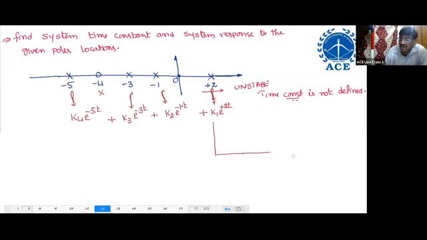So T0, what is the response here? This is T. So T0 starts at K1. Exponential rise to infinity. Plus e power plus infinity is infinity, no? Plus T0 starts at K2.